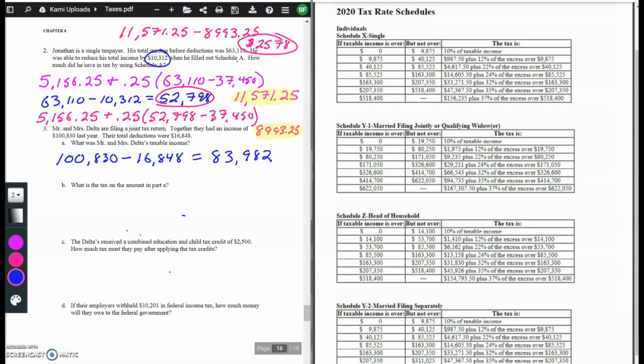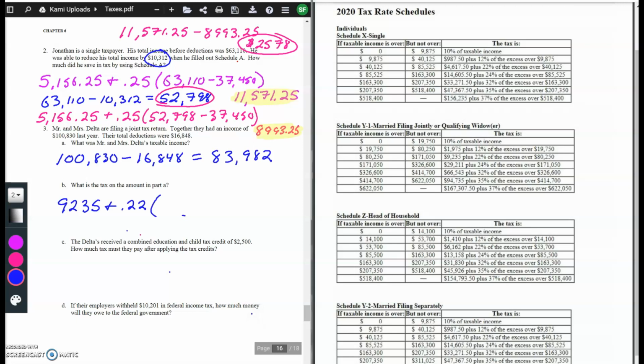So you're going to find that $83,000 falls in between, married filing jointly falls in between right here at $80,250 and $171,050. Okay, it's the third row in your second chart there, married filing jointly. Okay, so that formula is 9,235 plus 22% of everything over 80,250. So it's plus 0.22.